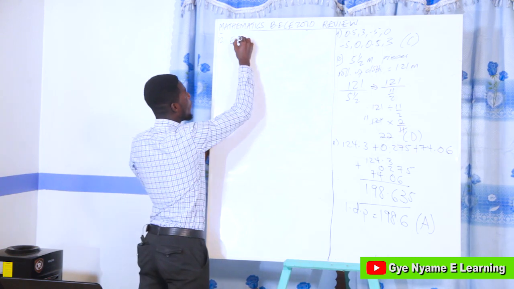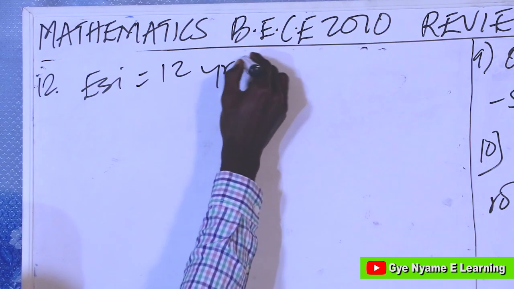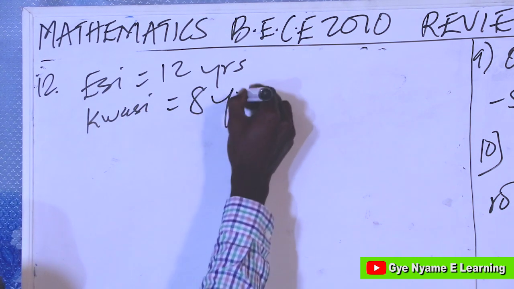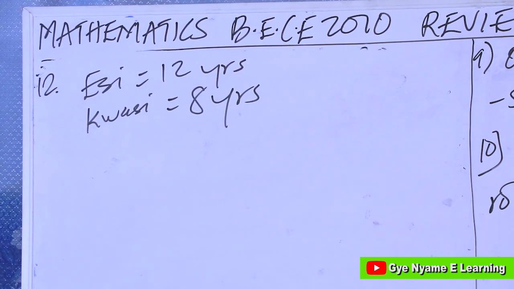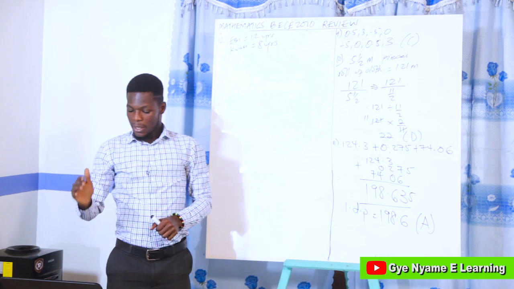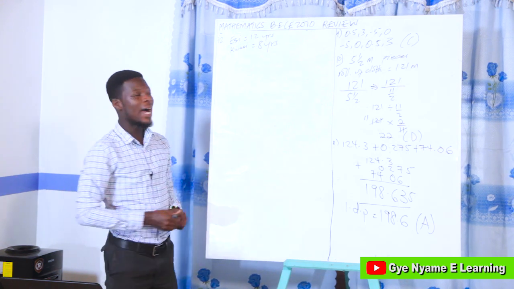So we can put down our parameters. 12 years, and then BECE is 8 years. So B.E.C.E and BECE, 12 and 8. B.E.C.E is 12, BECE is 8. Beautiful. They shared 60 mangoes.